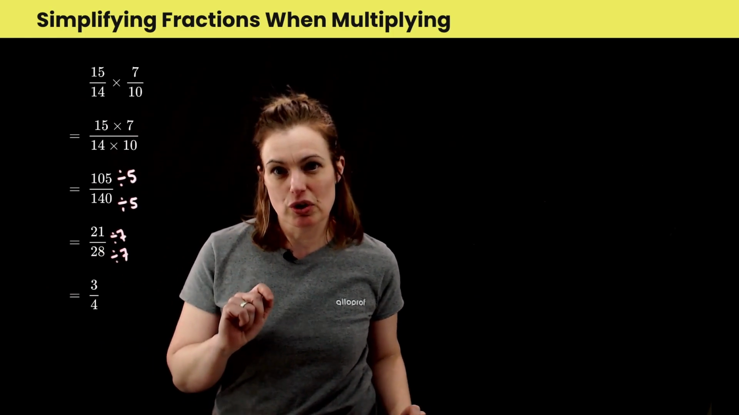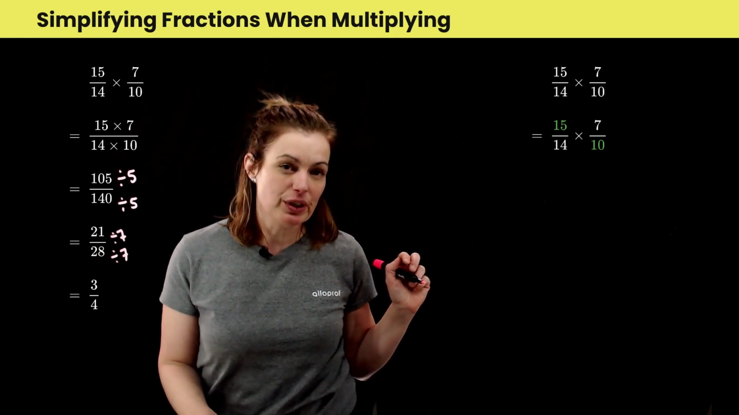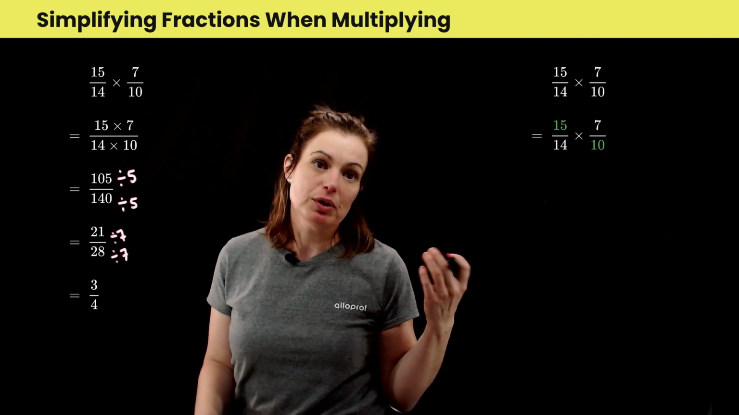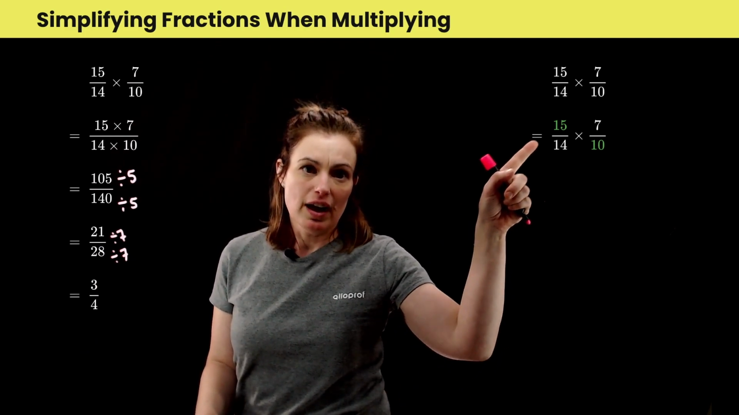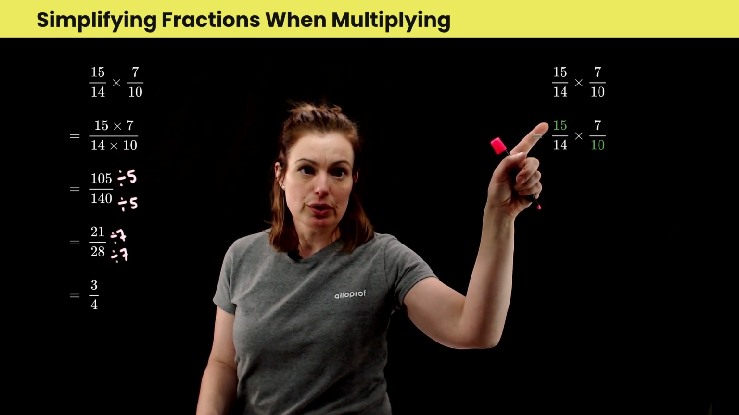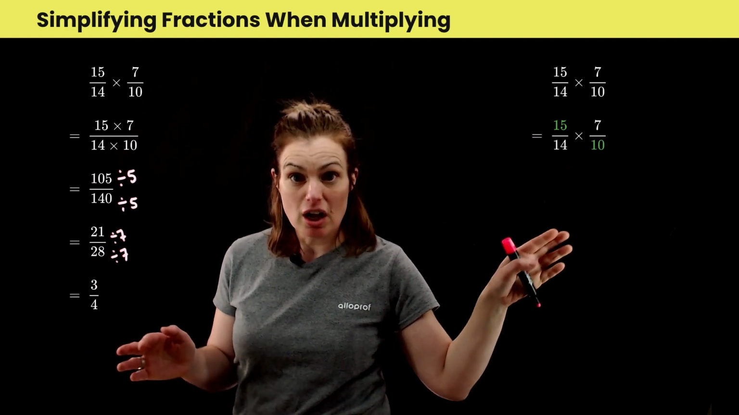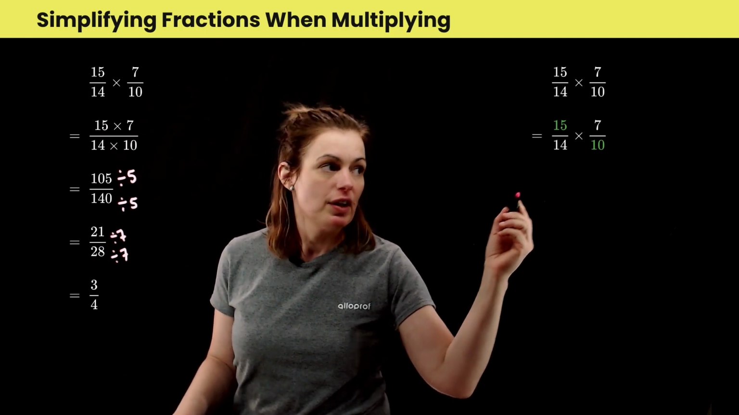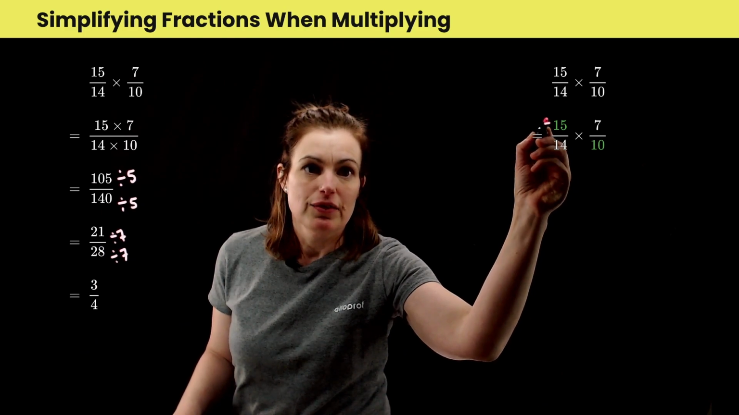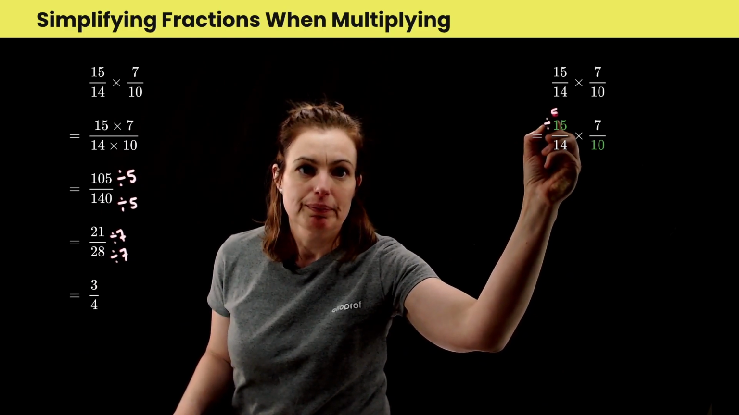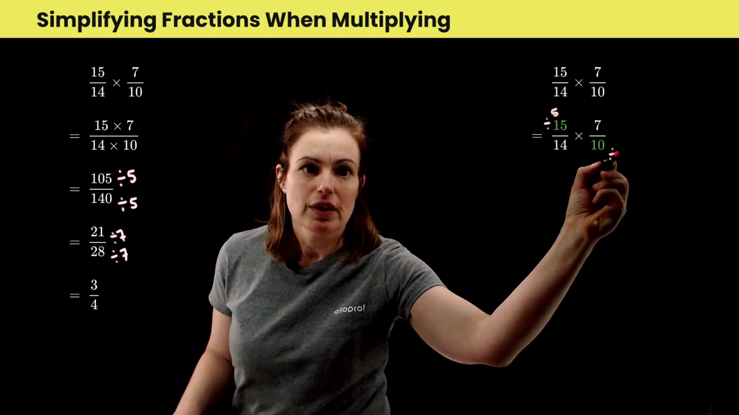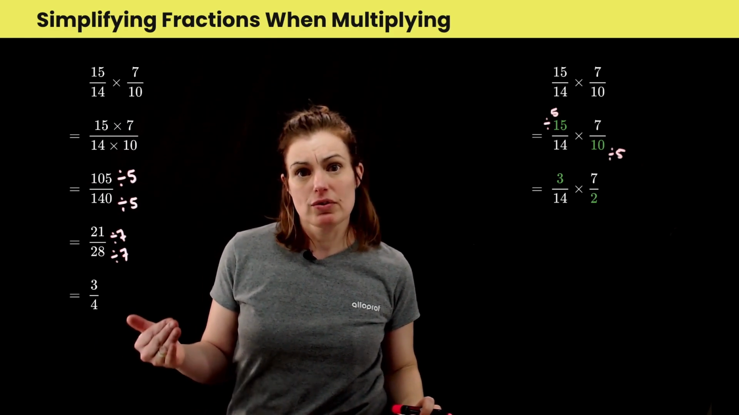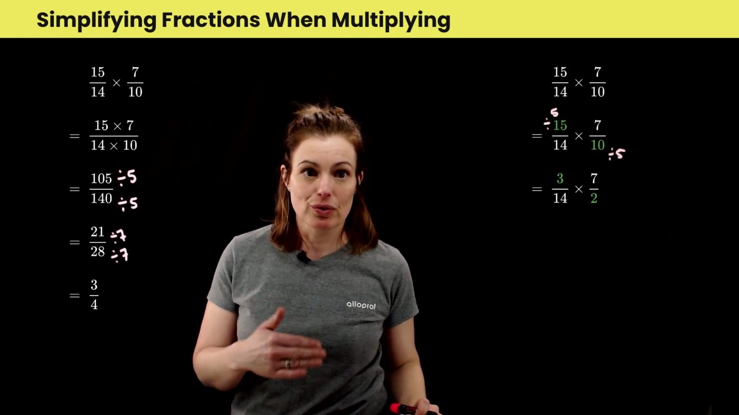I said I'd use two strategies. So we're going to look at it again through a different lens over here. Same problem at the outset. So we have 15/14, and that's being multiplied by 7/10. And you'll notice I've emphasized the 15, which is the numerator of the first fraction, and the 10, which is the denominator of the second fraction. And the reason I've done that is because both of those are multiples of 5. So if I take the 15 and divide it by 5, and I take the 10 and divide it by 5, I get left with the fraction 3/14 being multiplied by the fraction 7/2.